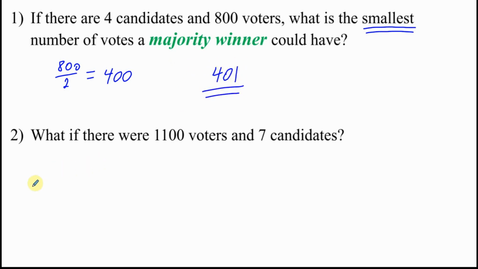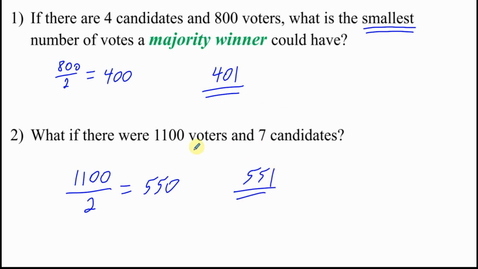Okay. We'll do the same thing here. Majority winner, you need more than half. So here's how many voters there are. Half of that. So if you received 550 votes, you would not win by majority. You need more than half. So that would be 551. Again, notice I didn't look at the number of candidates for majority winner. You just need more than half the votes.